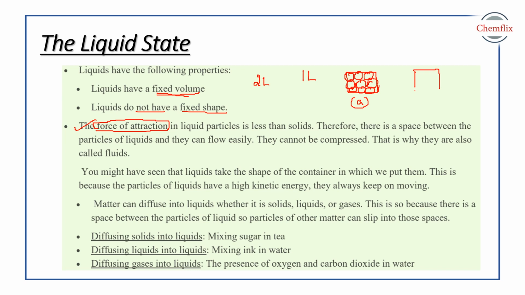Now moving to the next phase. Here you can see there are some particles and a space between these particles, right? So the force of attraction in liquid particles is less than that of solids. Therefore, there is a space between the particles of liquids. You can find some spaces in between the particles, right? So they can flow easily. That is the reason for the fluidity of liquid.